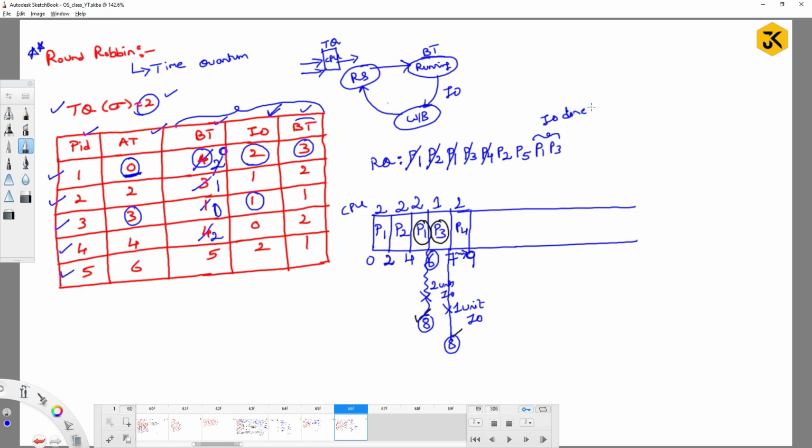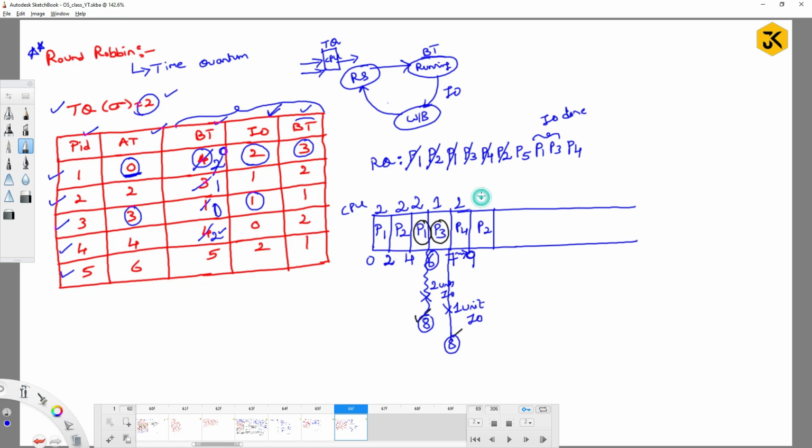IO done. Then, as P4 has completed its turn but has not completed its whole task, it will be added back to the ready queue. Next, P2 will get the chance.